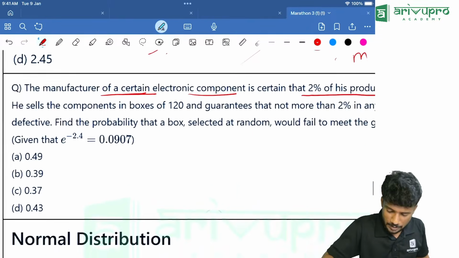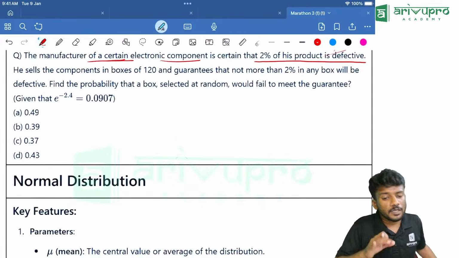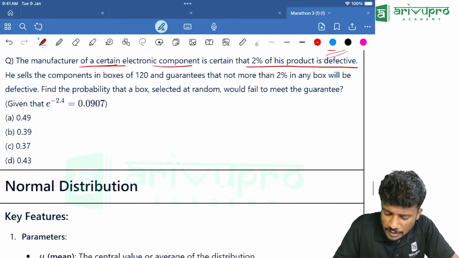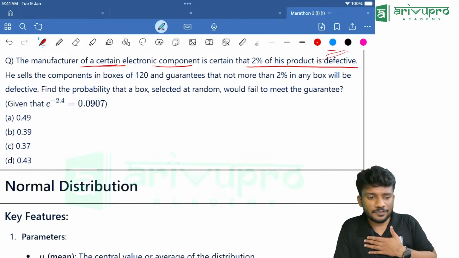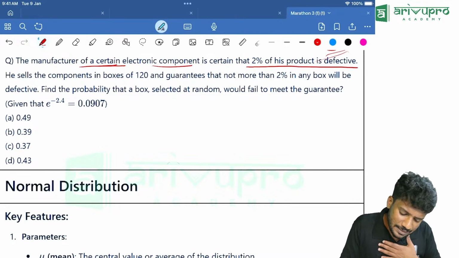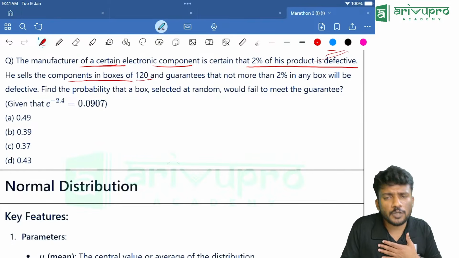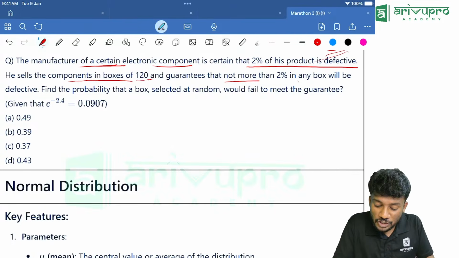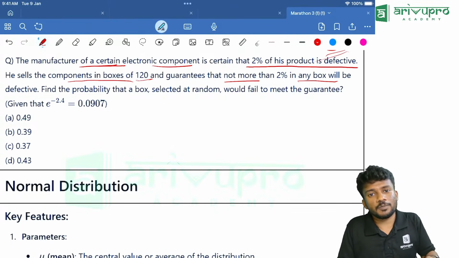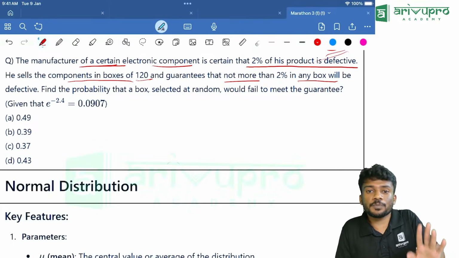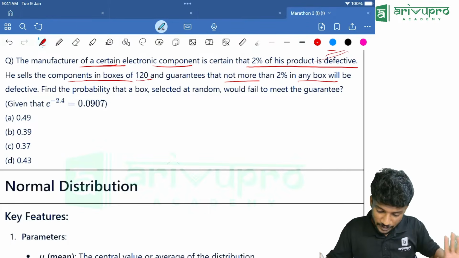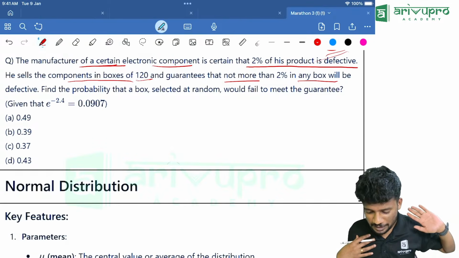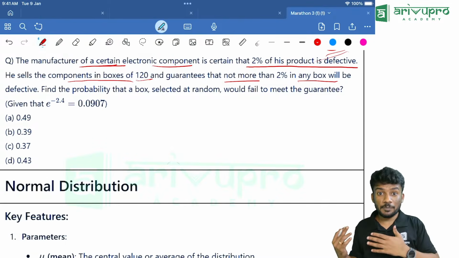Yes, perfect. Now here, the manufacturer of a certain electronic component is certain that 2% of the product is defective. Then he sells the component in boxes of 120 and guarantees that not more than 2% in any box will be defective. In any box, not more than 2% is defective is the guarantee given by the manufacturer.